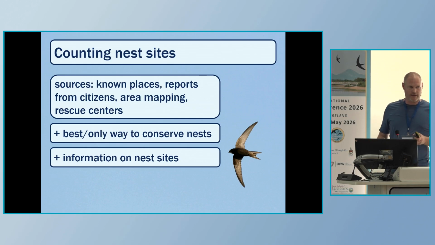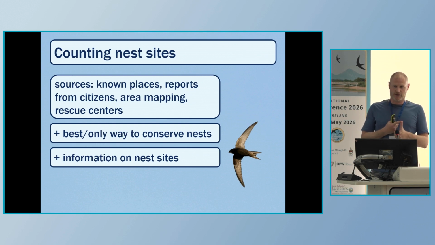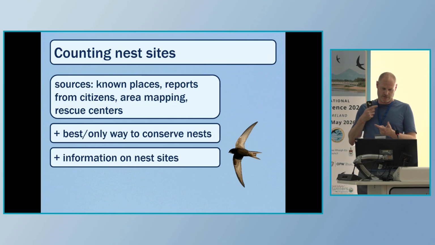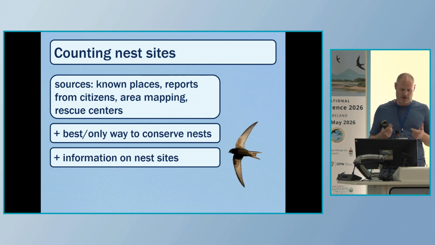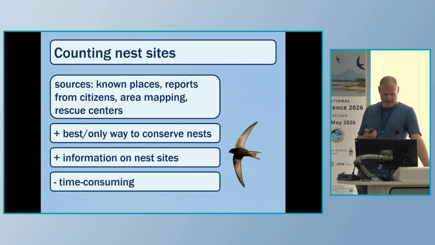You not only get the number of breeding pairs, but also a lot of information on the nest site, which building structure they use, which nest site they use, and as far as I know, it's very different throughout Europe. And of course in China it's a different story. So you need to know your local swifts, but it is time consuming. It's very time consuming to map buildings, and this is the reason why it is not done very often.